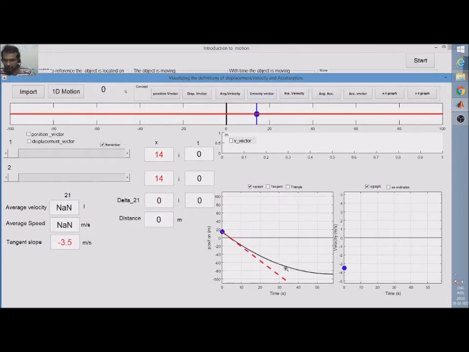So this is the position time graph, and we have put -3.5 meters per second at t equal to 0. This is at the end of the simulation as it has stopped. So we can see the velocity is 0, starting from -3.5 meters per second. It has become 0 meters per second.